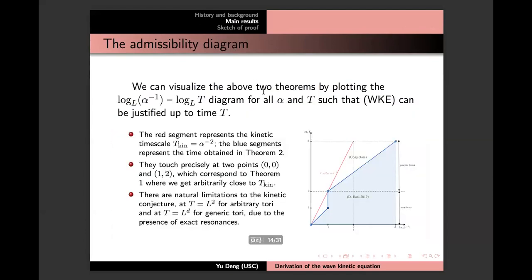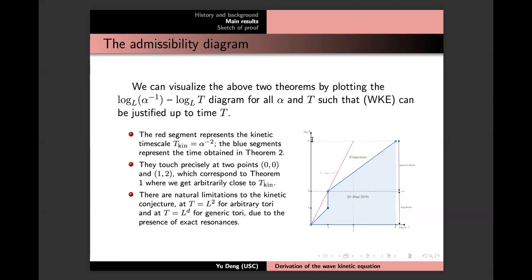We can visualize these two theorems by doing this log plot for alpha and t. We'll view this L as a parameter. You take the log with respect to L, with base L, and then you have this log diagram for alpha and t. This represents what power of L is alpha and what power of L is t. In this picture, this red segment corresponds to the kinetic time scale t equals alpha to the minus 2.